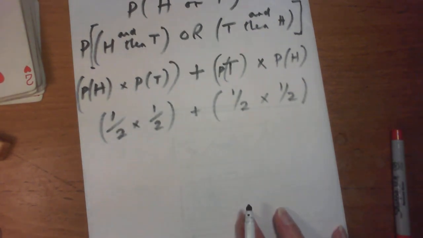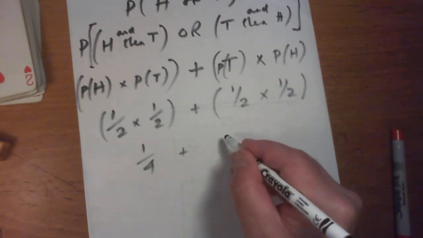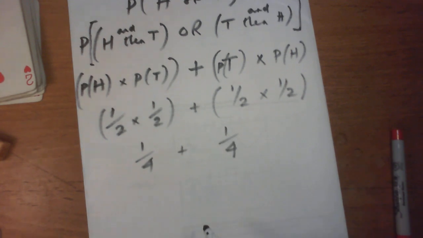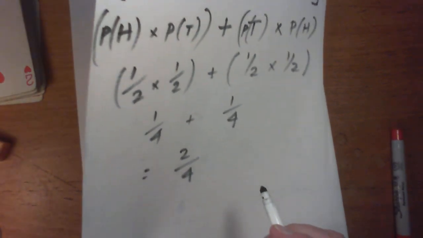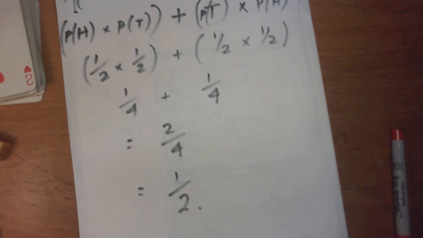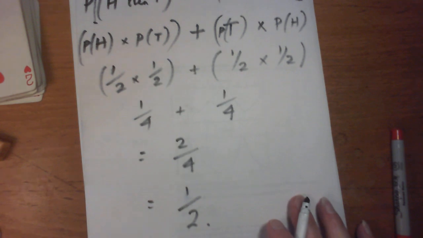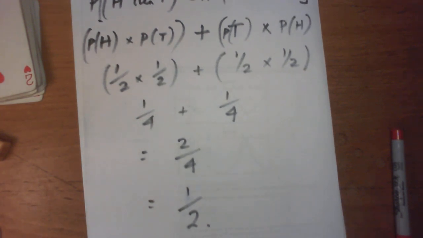And you do the calculations inside brackets first, so that will be a quarter plus a quarter, which equals 2 over 4, which will reduce down to a half. And so that's quite logical when you think about it.